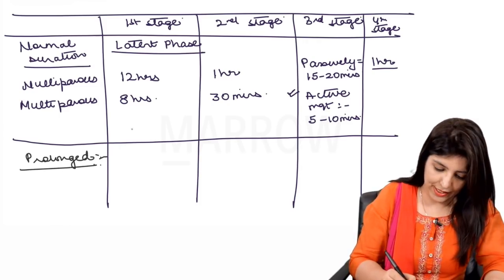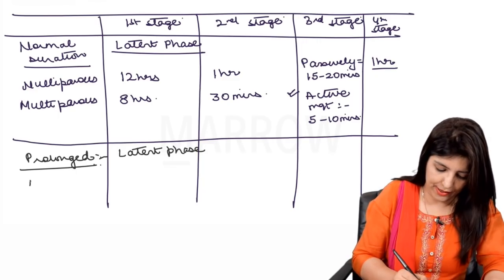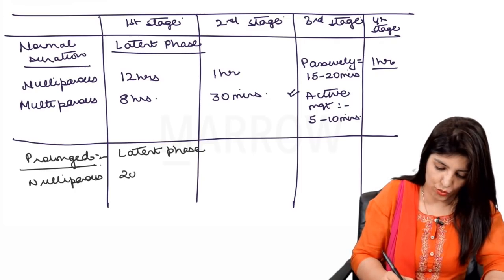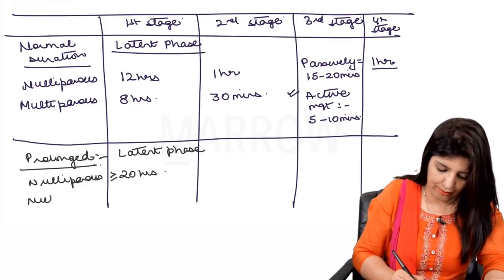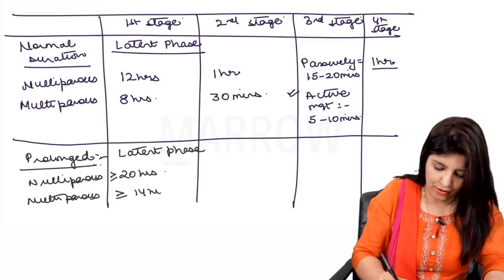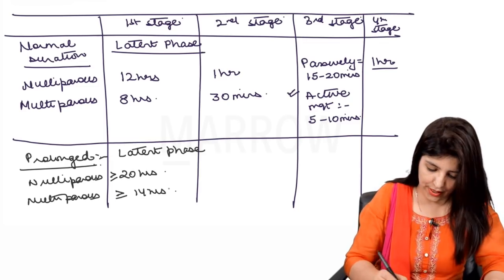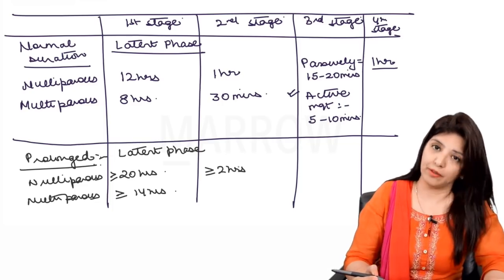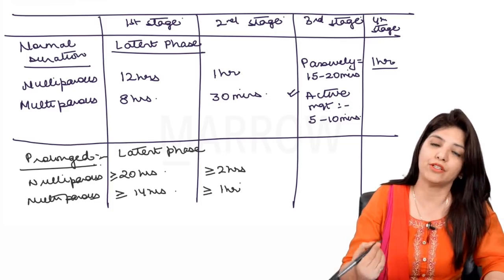When do you say that the latent phase is prolonged? You say the latent phase is prolonged if in a nulliparous female it is more than or equal to 20 hours, or in a multiparous female it is more than or equal to 14 hours. Second stage is said to be prolonged if it is more than or equal to 2 hours in a nulliparous female or more than or equal to 1 hour in a multiparous female.